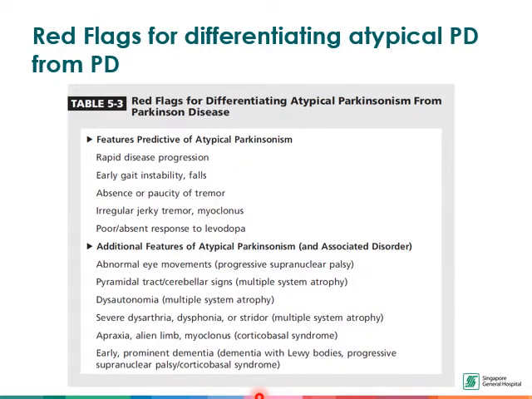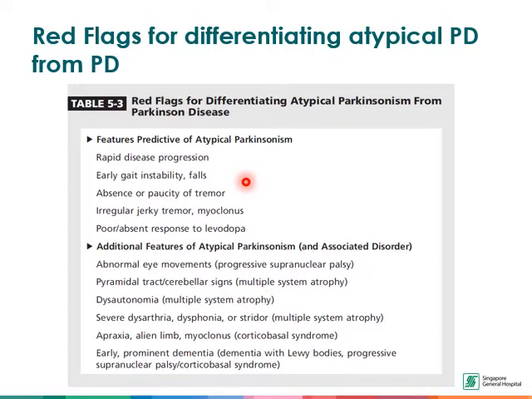How do we differentiate atypical PD from idiopathic PD? So here are the features predictive of atypical Parkinsonism. For example, rapid disease progression. So patients may deteriorate rapidly over the first 2 years. So this is not typical of idiopathic Parkinson's.